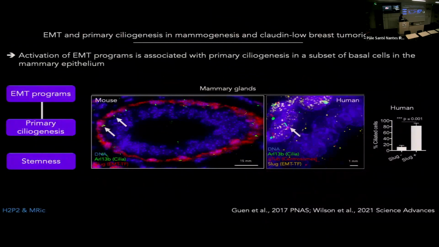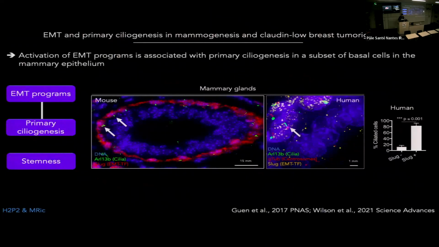As you can see here in our staining of this cross-section of mouse mammary gland, Slug-iris-YFP mouse mammary gland, and of a human mammary gland, you can see cilia here stained in green through the staining of small GTPases that localize within the cilium. Here, cilia protruding from centrosomes.